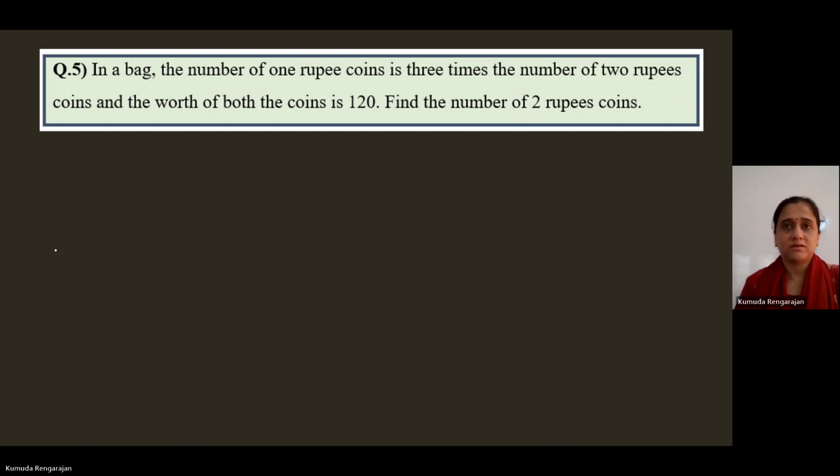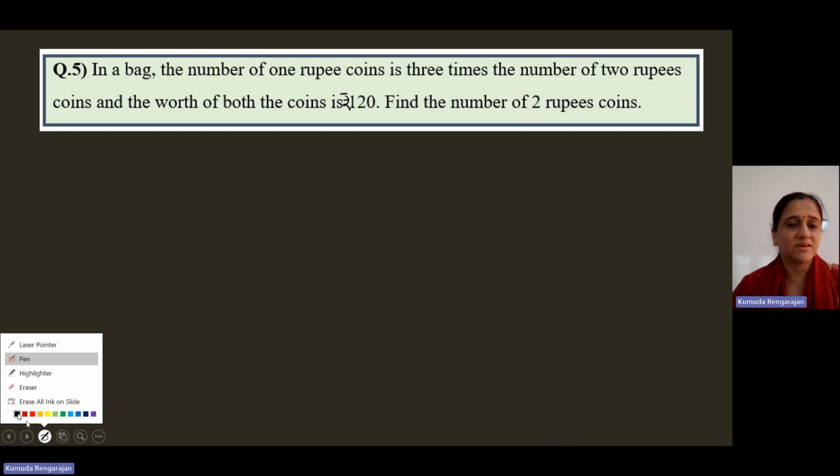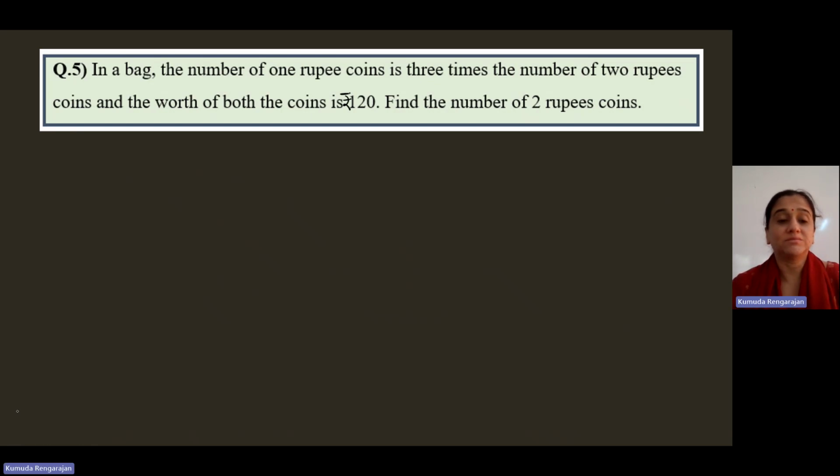Okay, so listen. In a bag, the number of 1 rupee coins is 3 times the number of 2 rupee coins, and the worth of both the coins is 120 rupees. I'll do the corrections, okay? I don't know why so many errors. Maybe there's a printing error in the book itself, because I don't think so many mistakes is really possible.